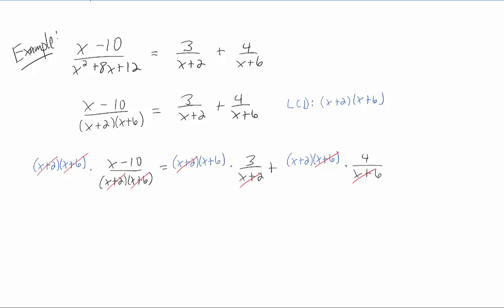Let's see what we're left with. On the left side, we just have x minus 10. On the right side, we have this x plus 6 times 3 and this x plus 2 times 4. I'm going to distribute the 3 and the 4 through the parentheses. I'm going to combine like terms.